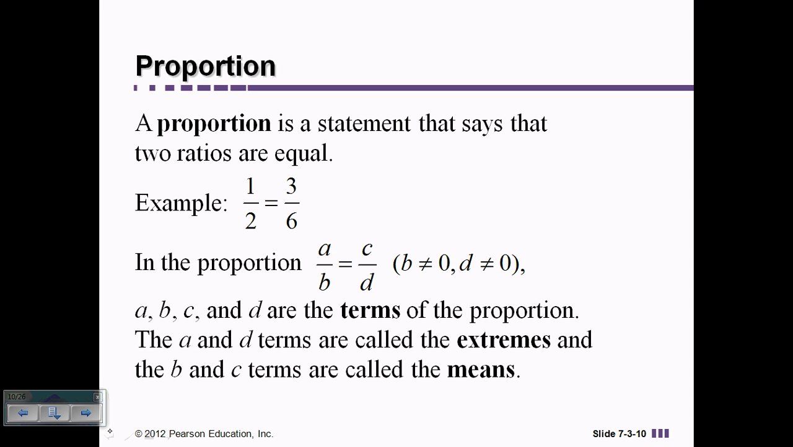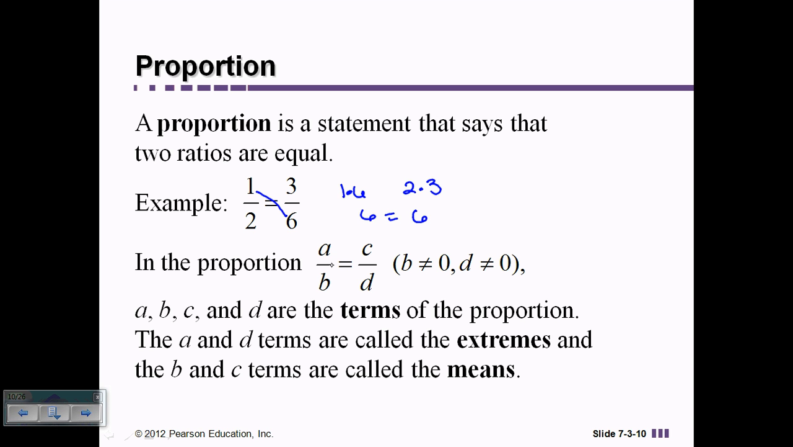When we write a proportion, it's just simply two ratios that are equal to each other. So 1/2 is equivalent to 3/6. So this is a valid proportion. Those two ratios are equal. If I were to cross multiply this problem, 1 times 6 and 2 times 3, I know that they're equal if the two cross products equal each other. This is called cross multiplying.